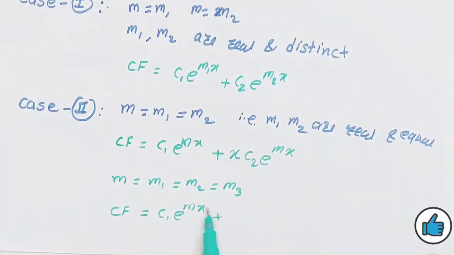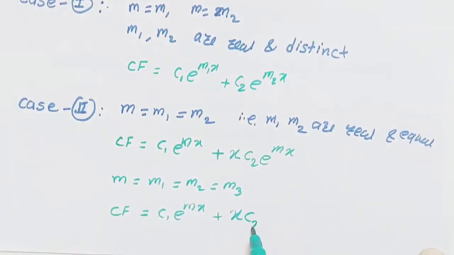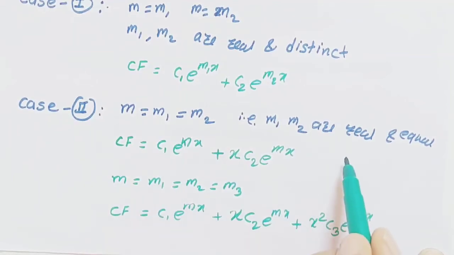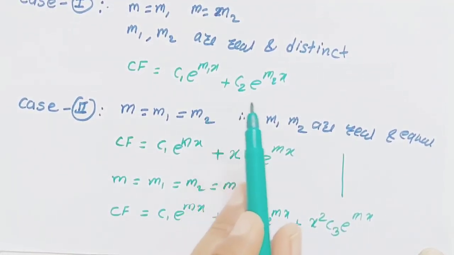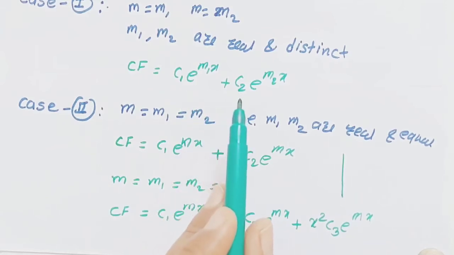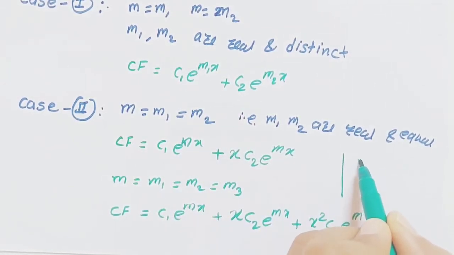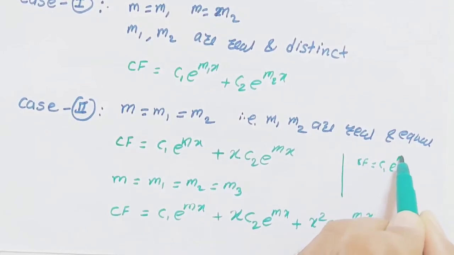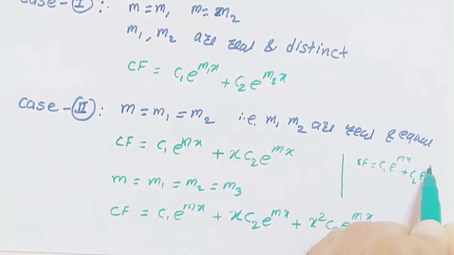Again we have to write for the second root. Now the second root is similar to the first root, so we have to multiply by x: c2 e raised to power mx. For the third root, again the third root is repeated, so again multiply by x, so it is x square c3 e raised to power mx. So for a repeated root we just have to multiply by x. If we do not multiply by x, then what happens? Suppose we write this term similar to case number 1, then we get CF is equal to c1 e raised to power mx plus c2 e raised to power mx.